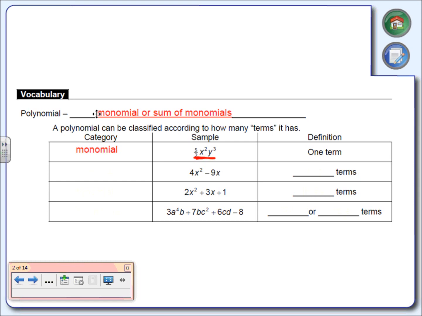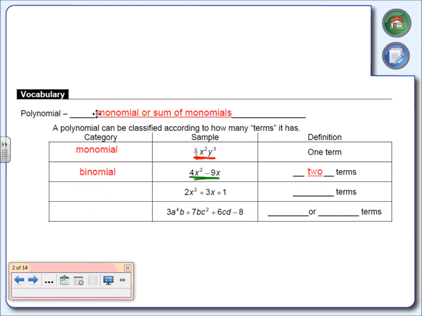Of course, mono means one. But if you look at this next example, it has two terms. So what are we going to call it if there are two terms? We're going to call it a binomial. Bi meaning two. Just like a bicycle has two wheels, a binomial has two terms. So bi means two.